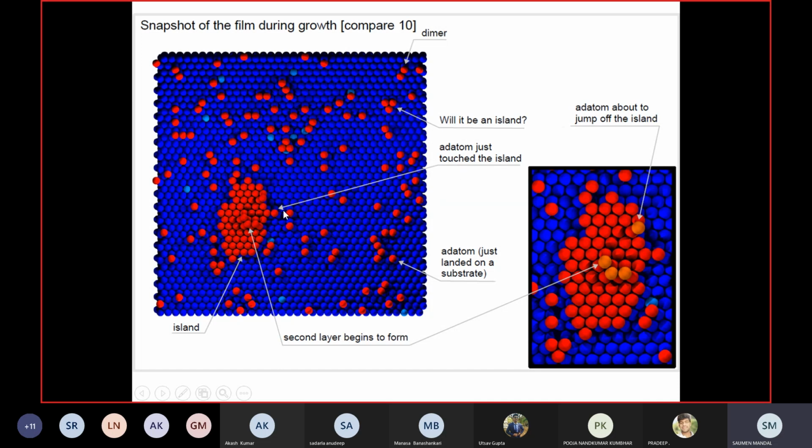Here you can see this is one cluster, already a stable nucleus. But atoms are continuously coming. Some atoms jump on top, forming the second layer. That is how real deposition is happening.